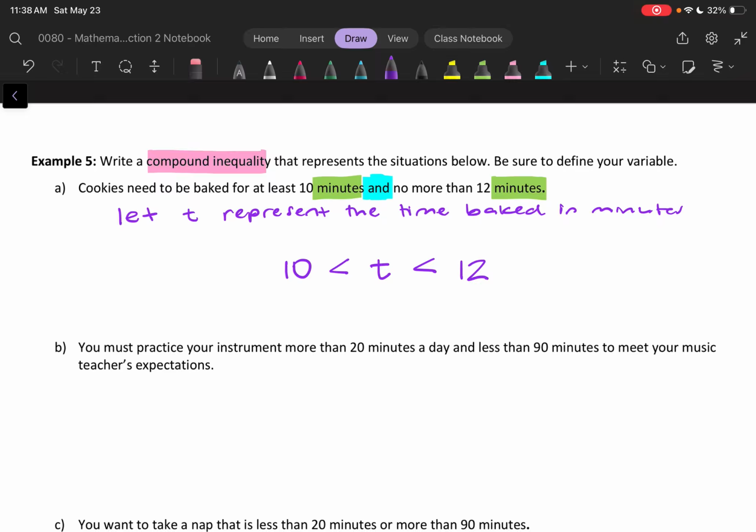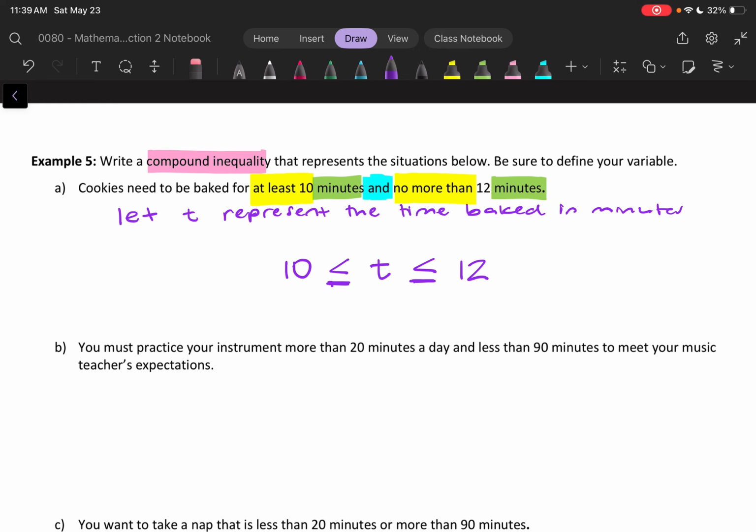Then I have to decide if I have the or equal to portions involved. Now, if I'm looking at this, it says at least 10. Is 10 included in at least 10? Yeah, because at least means 10 or more. So I'm going to have the or equal to portion with the 10. For the 12, it says no more than 12. So no more than can also mean 12, because 12 is not more than 12. So it will also have the or equal to portion here.